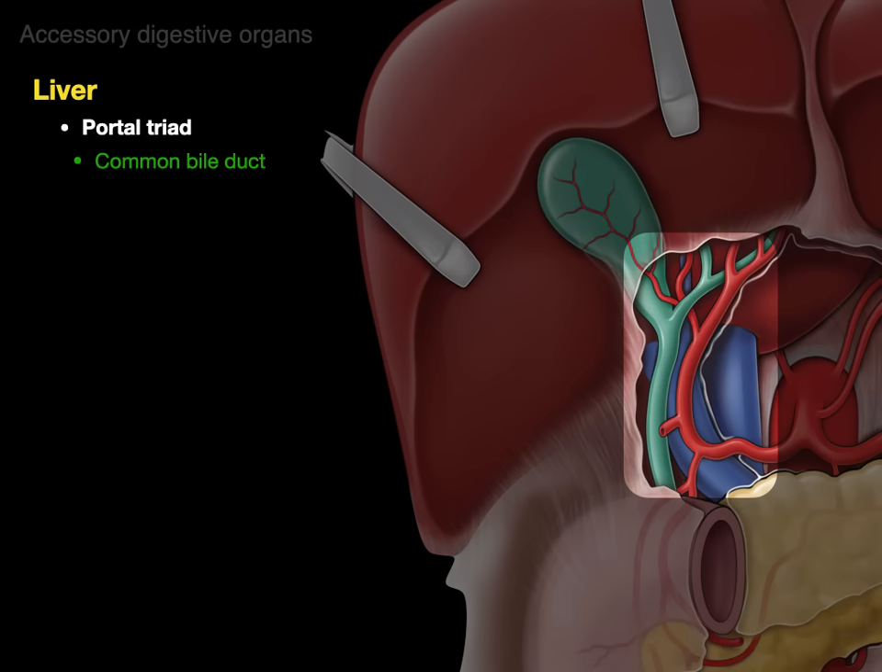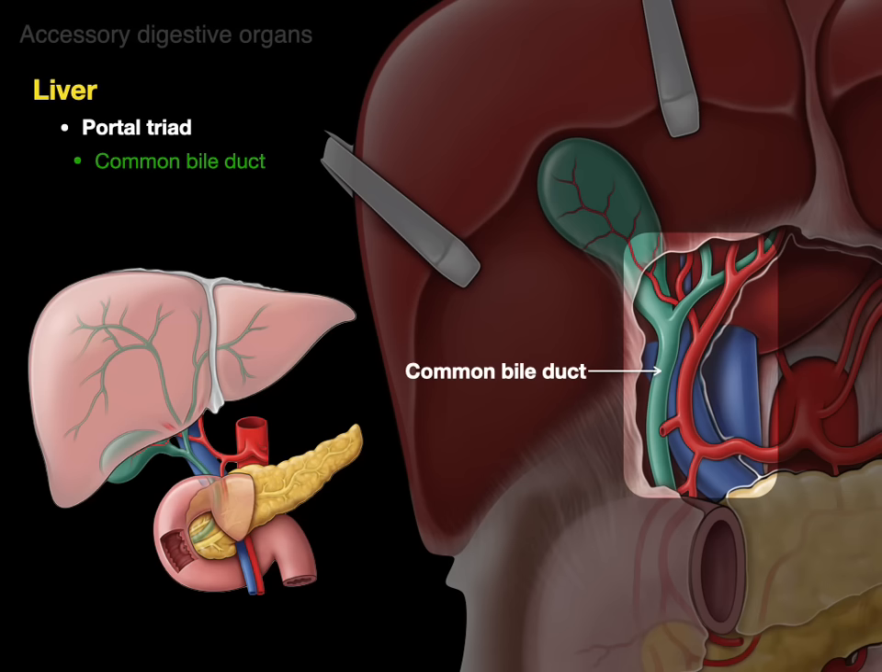And then the common bile duct there, that's what's delivering bile from the liver and gallbladder into the second part of the duodenum. So the right and left hepatic duct feed into the common hepatic duct, and they join the cystic duct to make the common bile duct, and that's what we see there.